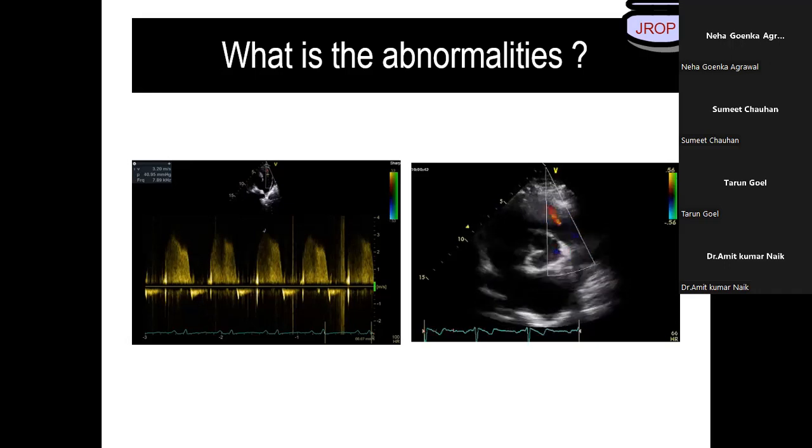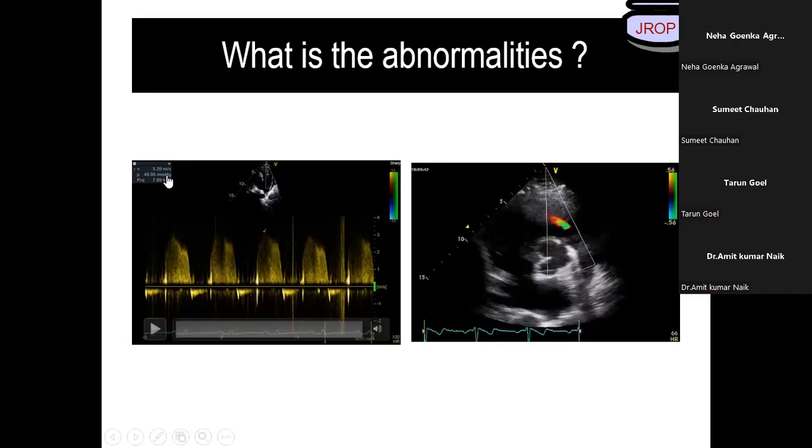Abhishek? Sir, we multiply the velocity by 4 and we add the RA pressure. Suppose this is 40.95, so say 41. You add the RA pressure from the IVC. If it's 5, it becomes 46 mean pulmonary artery pressure, severely elevated. Right, Sumit?